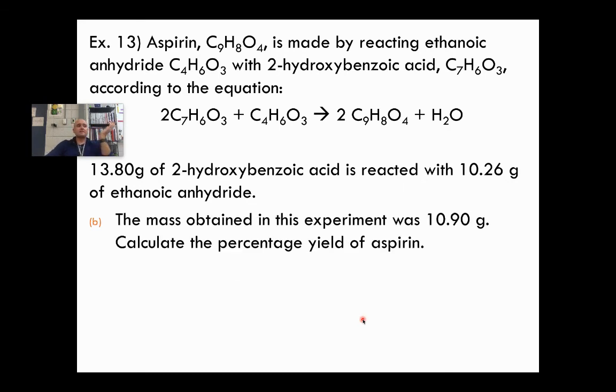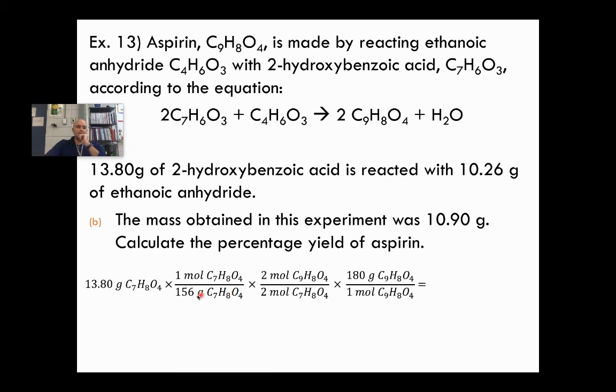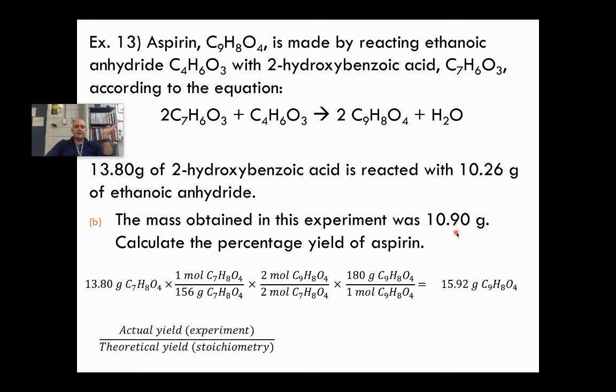So now the mass obtained in the experiment was 10.9. We want to calculate the percent yield of the aspirin. So I set up the entire calculation for you, converting grams to moles, and we're figuring out how many grams of aspirin we should have possibly made, and we end up with 15.92 grams. Well, that is my theoretical yield, and this is my actual yield. So I take the actual over theoretical, little formula, I multiply by 100, and I get 68.47%.